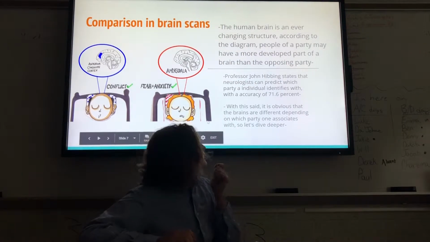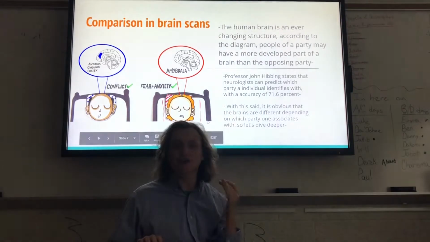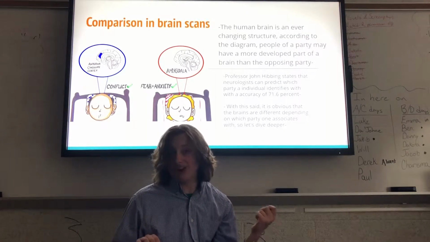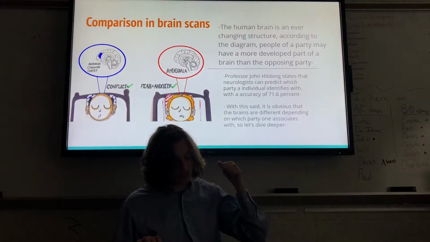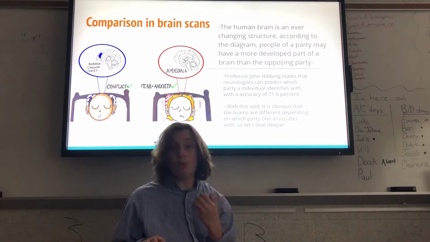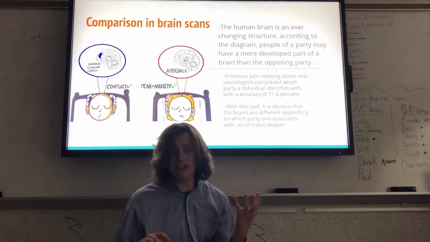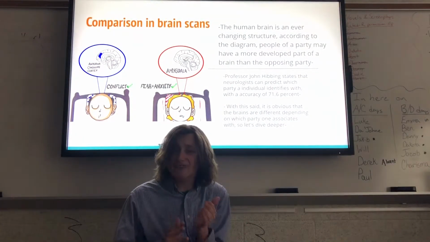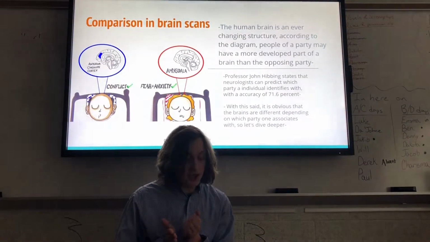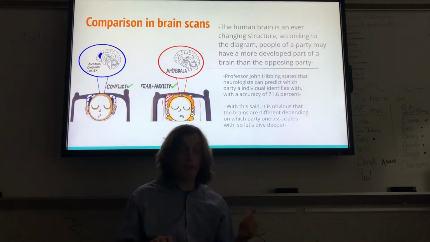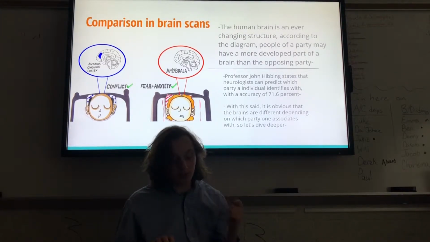Moving on to comparison and brain scans, the human brain is an ever-changing structure. According to the diagram, people of a party may have a more developed part of a brain than a different party. So for example, as you see up here, liberals tend to have a bigger or more developed anterior cingulate cortex, when Republicans may have a more developed amygdala. These are differences in the actual brain scans, and this may be why we have distinction in parties in politics. The right-wingers tend to have a more developed amygdala, and the left-wingers tend to have a more developed anterior cingulate cortex.